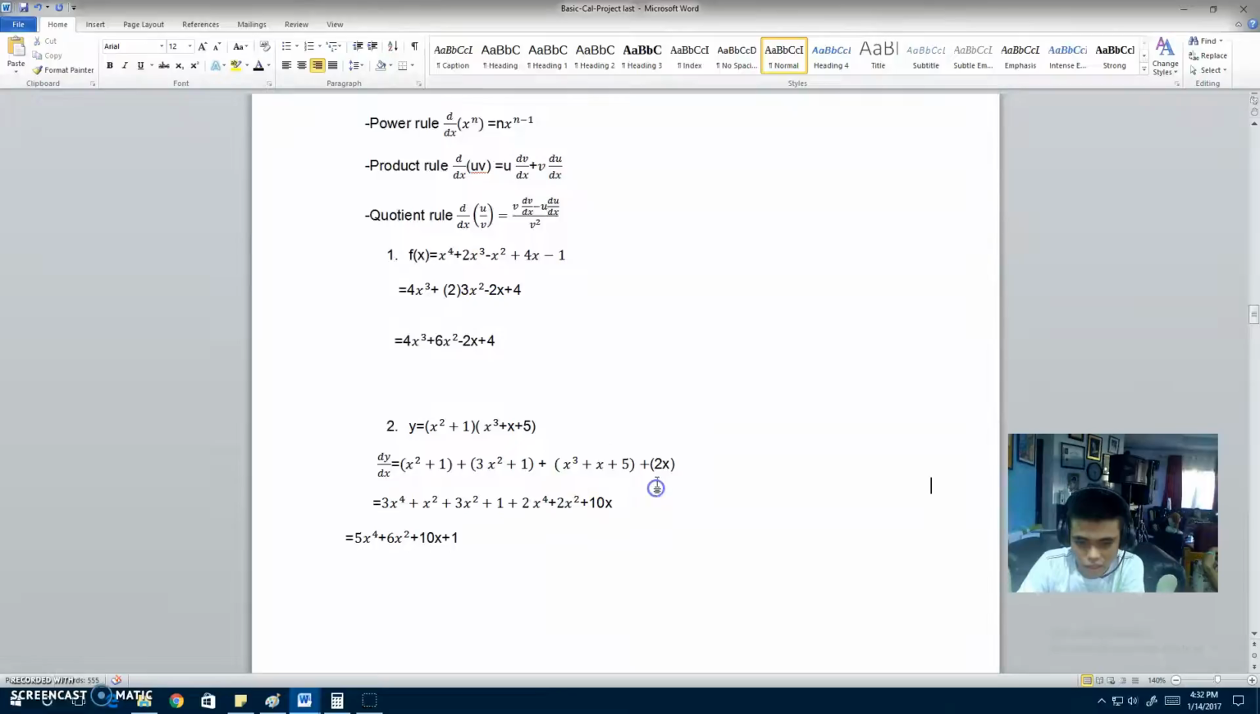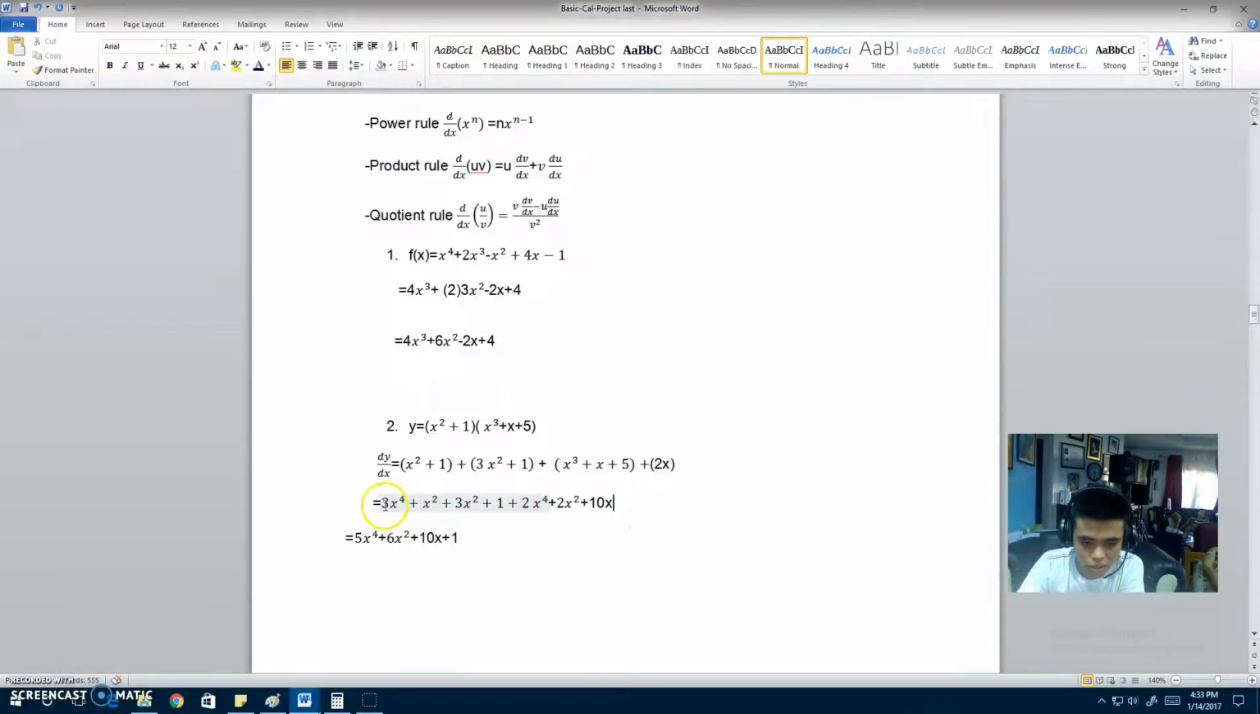And then just like in the other, you just need to distribute this one, so you'll get this one, and then solve each. So add or subtract the same terms with the same terms.